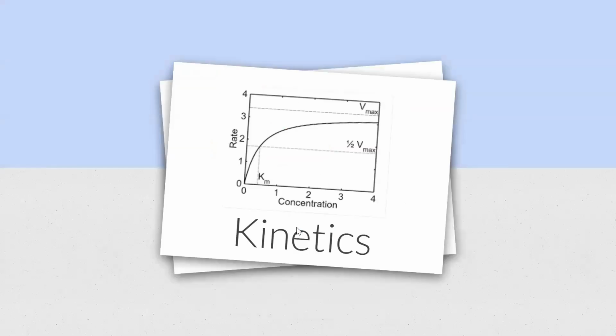And so, to effectively understand how it operates, scientists use enzyme kinetics, specifically the Michaelis-Menten model, to measure how substrate concentration affects the reaction rate. Here's an example of a Michaelis-Menten kinetics graph, where we have concentration and rate.